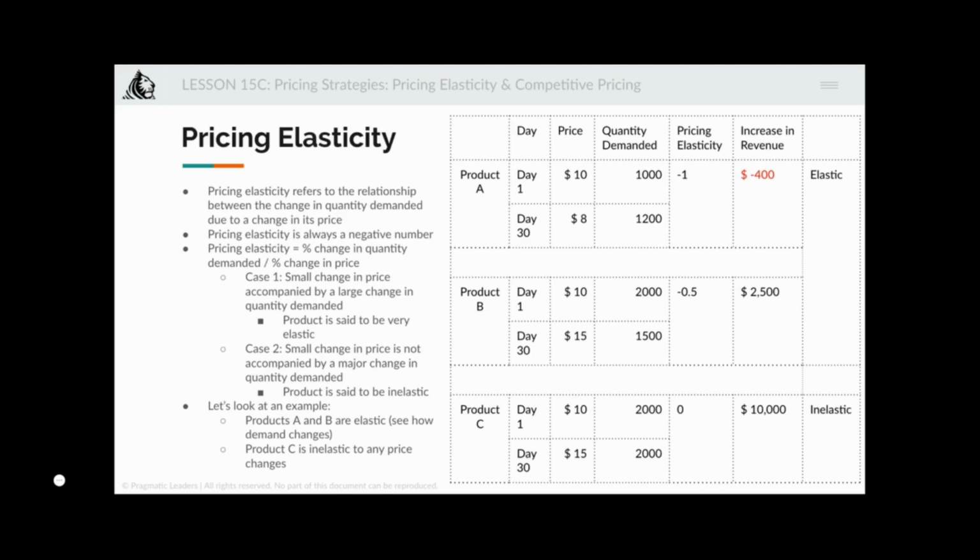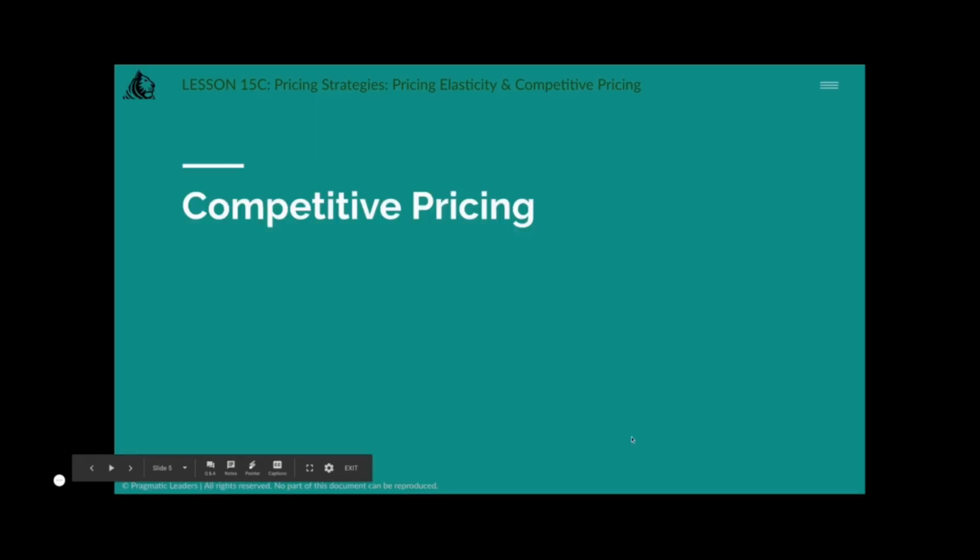So product A and B are elastic while product C is inelastic. You can see, despite the change in price, the quantity demanded is still the same.